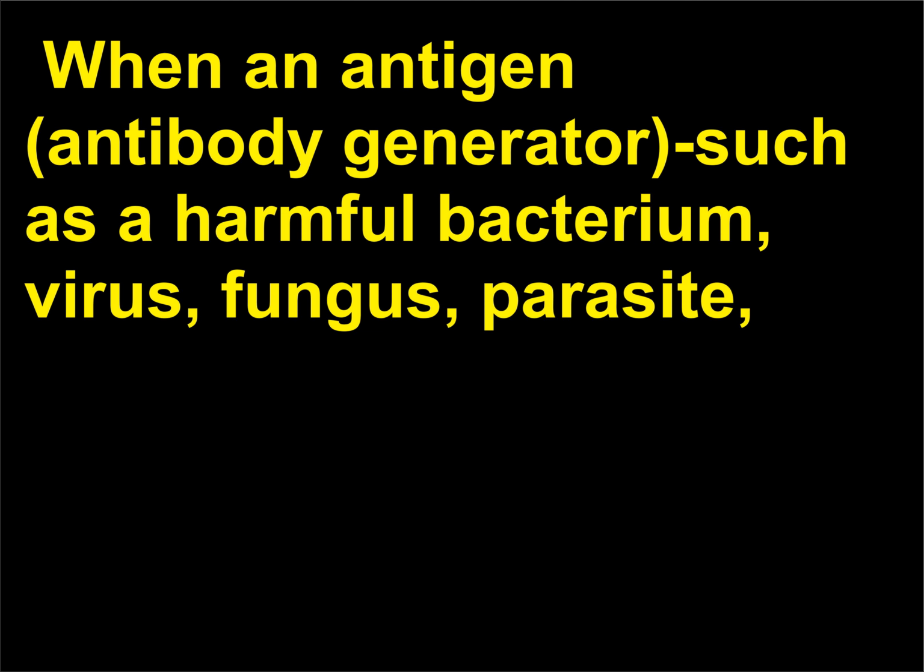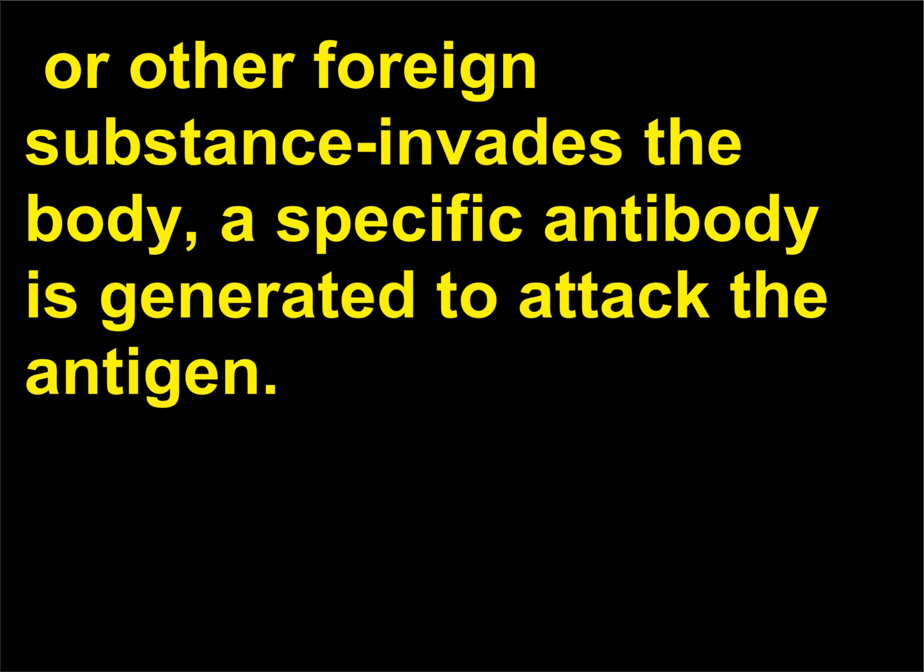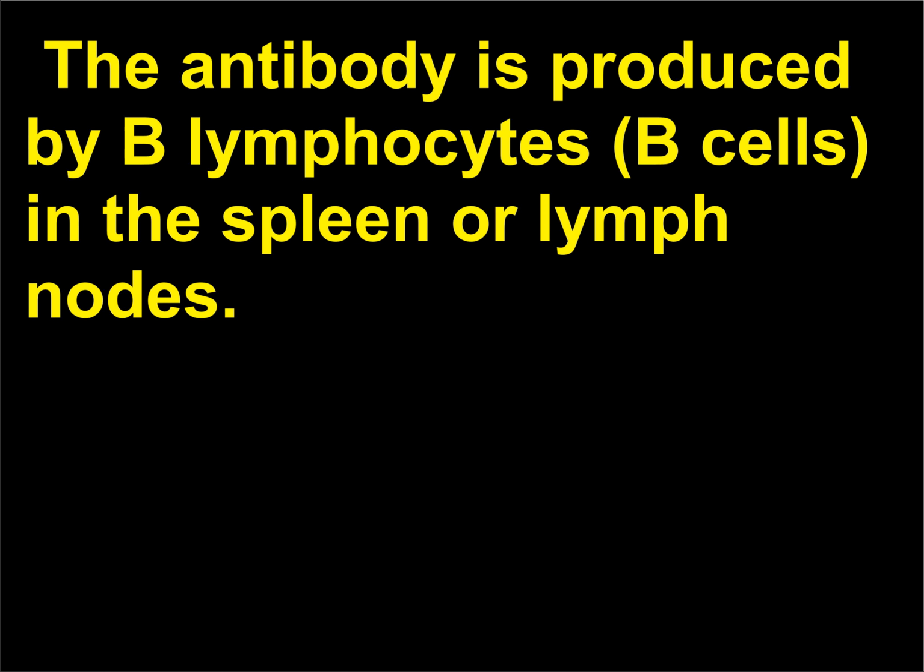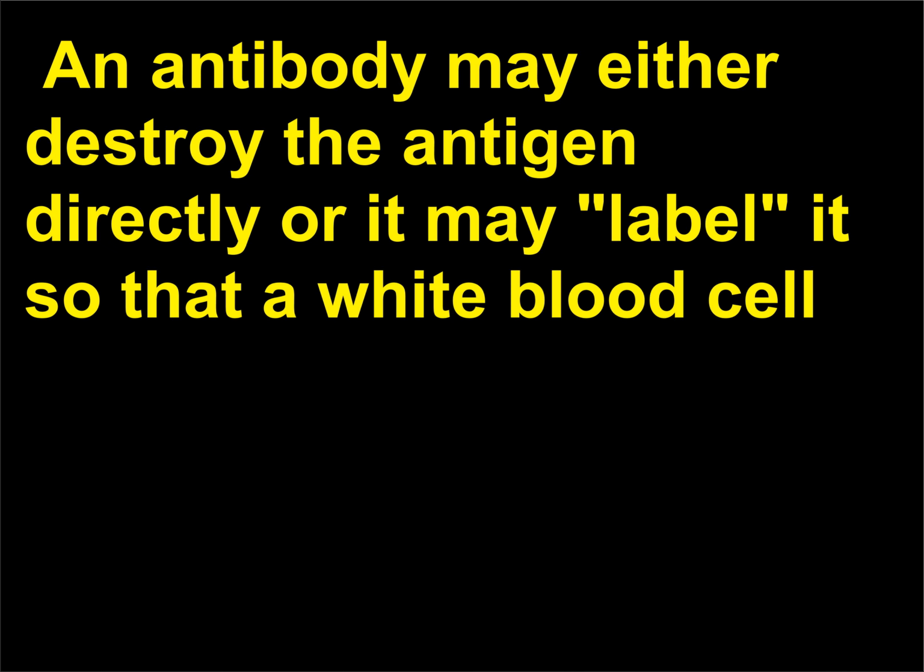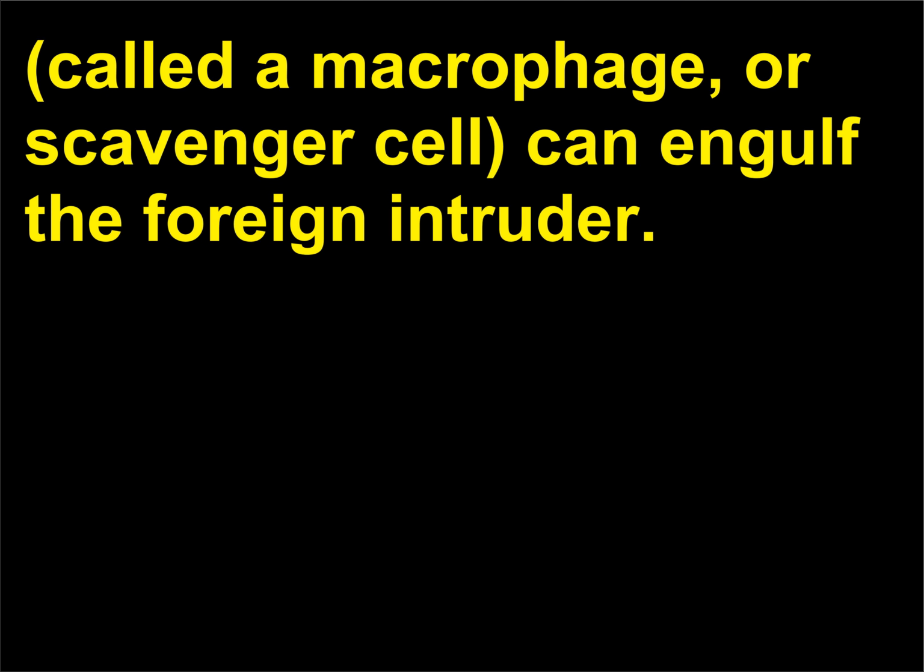When an antigen, an antibody generator, such as a harmful bacterium, virus, fungus, parasite, or other foreign substance invades the body, a specific antibody is generated to attack the antigen. The antibody is produced by B lymphocytes, B cells, in the spleen or lymph nodes. An antibody may either destroy the antigen directly or it may label it so that a white blood cell called a macrophage, or scavenger cell, can engulf the foreign intruder.